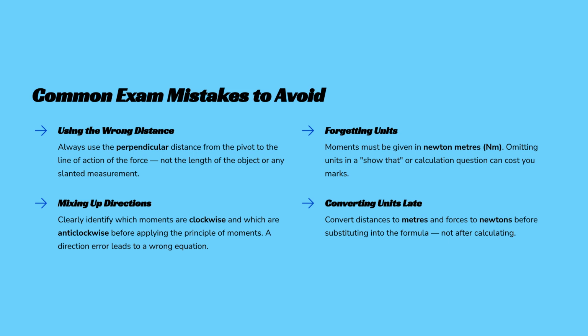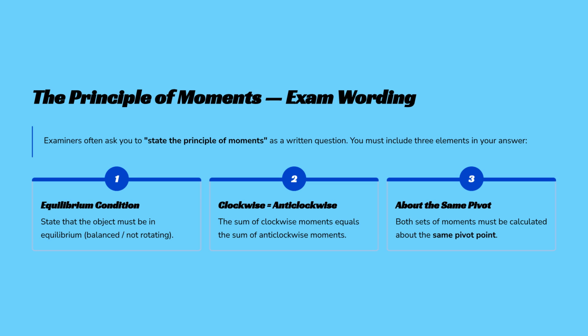Avoid common exam mistakes. Use the correct perpendicular distance. Don't forget your units. Be careful with clockwise versus anti-clockwise directions, and perform unit conversions early. When asked to state the principle of moments, ensure you mention that the object is in equilibrium, clockwise moments equal anti-clockwise moments, and both are calculated about the same pivot.